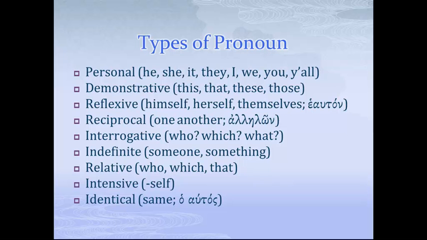So as long as you know the R, there are some of them, the personal and the reflexive, where Mounts puts a 1, 2, or 3 at the end for first person, second person, or third person. But other than that, it's all R. So let's get into the pronouns.